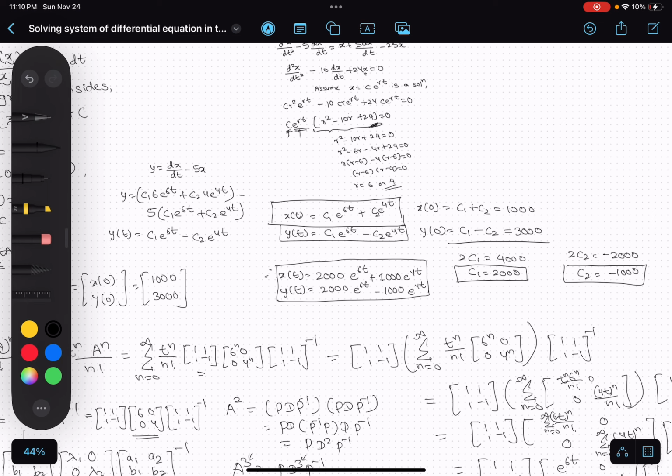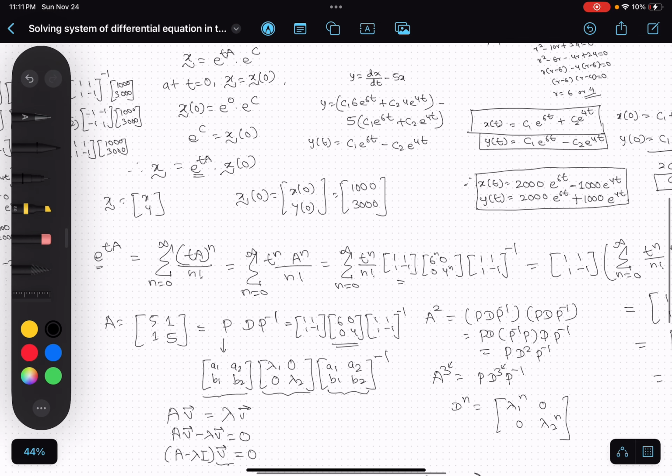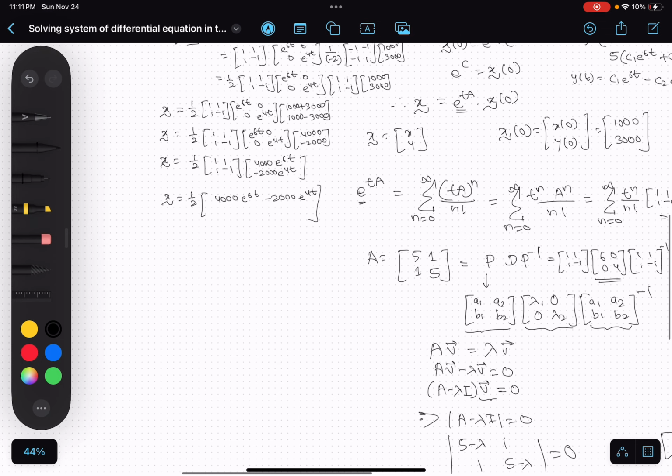Guys, no. I have done wrong over here. First one should have minus because C2 is minus 1000. So if C2 is minus 1000, this should be minus. I have made so many mistakes here. Because C2 is minus 1000, this should be minus. And minus times minus 1000, this should be plus. Guys, I'm sorry for this. Okay. And this is 4000 e to the power 60 plus 2000 e to the power 40.